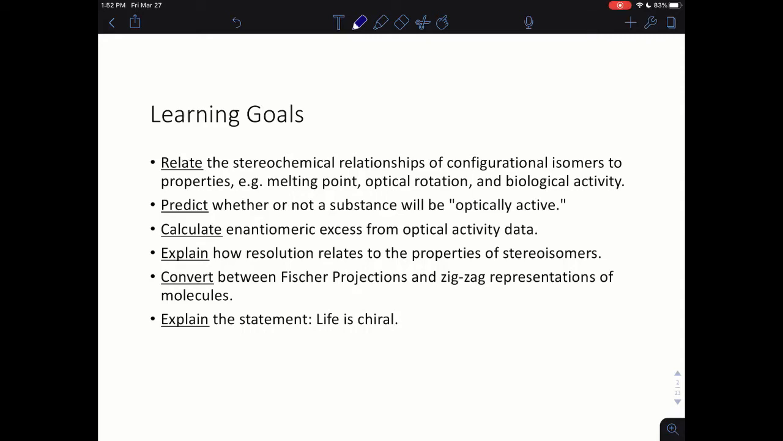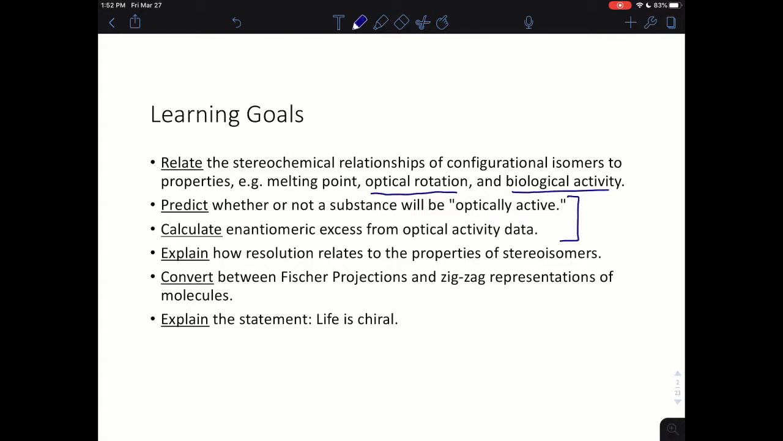In this video, we're going to bring together several aspects of our discussions of stereoisomerism and really spend some time thinking about how the stereochemical relationships between isomers relates to their properties, such as melting point, and then new properties like optical rotation, and we'll revisit the idea of biological activity.